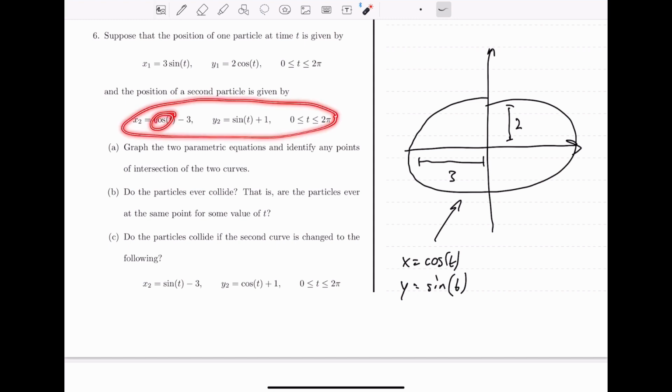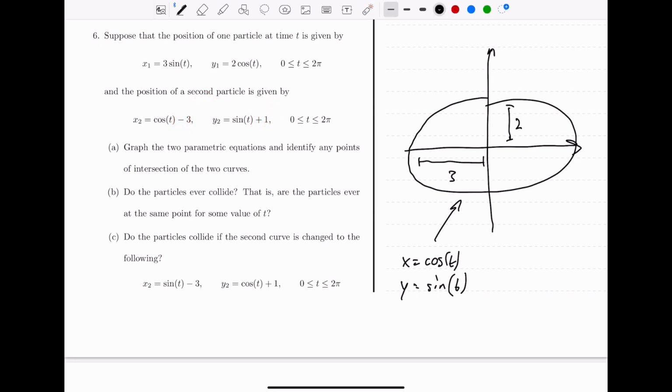Once again, we have the cosine and the sine, and now instead of multiplying, we're adding and subtracting. Essentially what that does is horizontally and vertically shift the circle. So we're going to get a unit circle from these, but the circle is going to be shifted in the negative x direction by 3 and shifted vertically by 1. So the center of our circle will be at -3, 1.